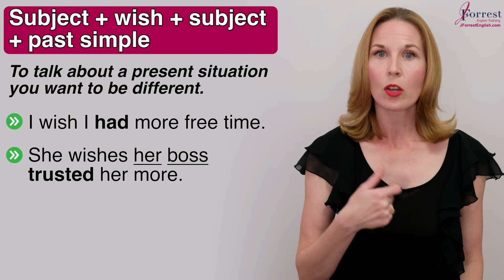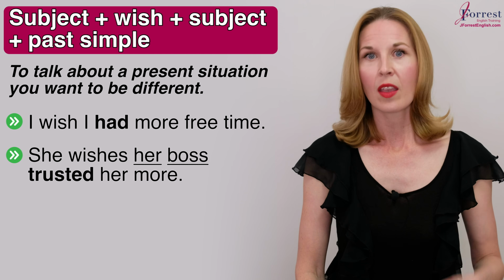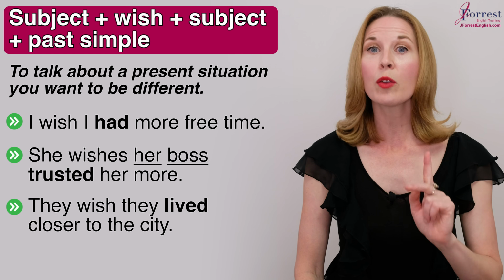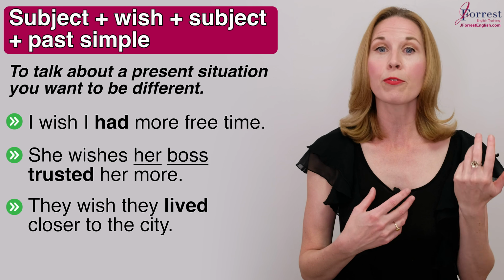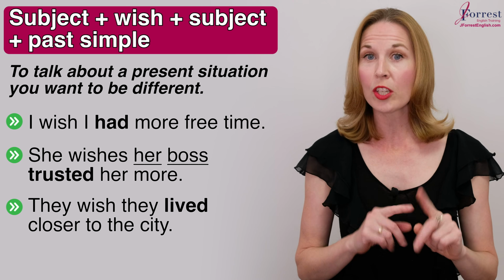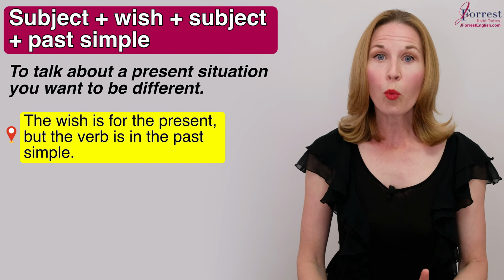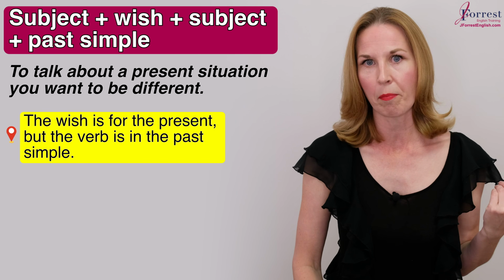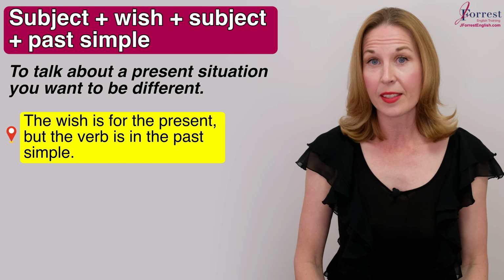She wishes her boss, past simple, trusted her more. They wish they lived, past simple, they wish they lived closer to the city. So notice, you can have a different first subject and second subject as well. She wishes her boss trusted her more. Now remember, the wish is for the present, but the verb is in the past simple. We're doing this to express the hypothetical nature of this sentence.